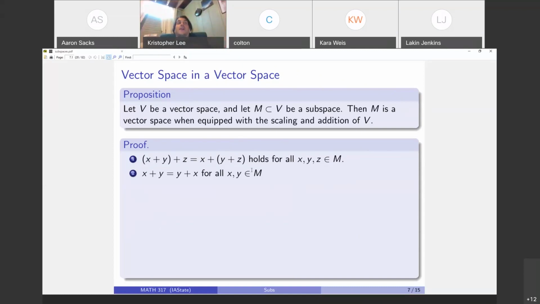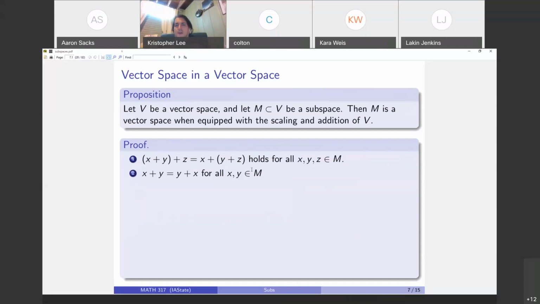I mean, for the most part, almost all of this proof is just boring. It's super just bookkeeping. It's really not the most exciting proof. But it's important. It gives us a way of talking about vector spaces constructed from old ones. You can make new ones by starting off with a vector space and then identifying a subspace within it.